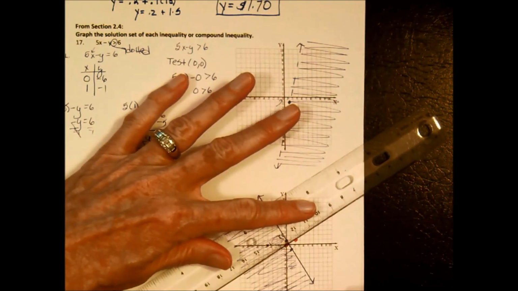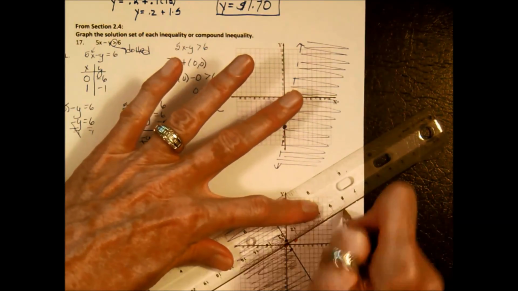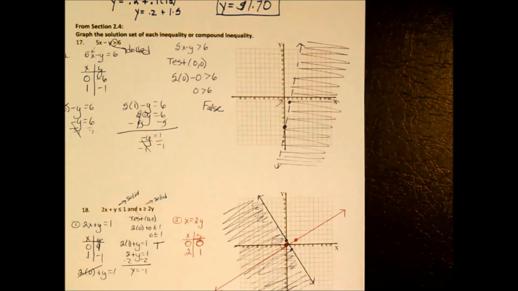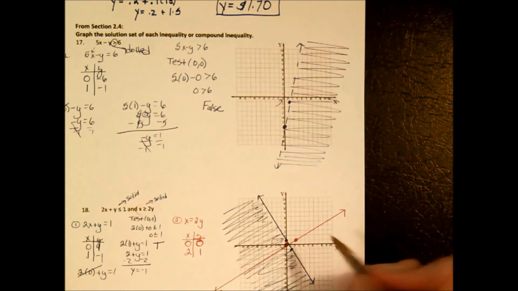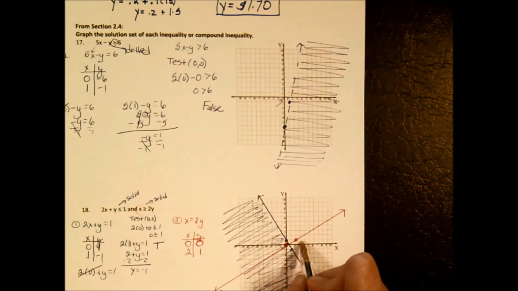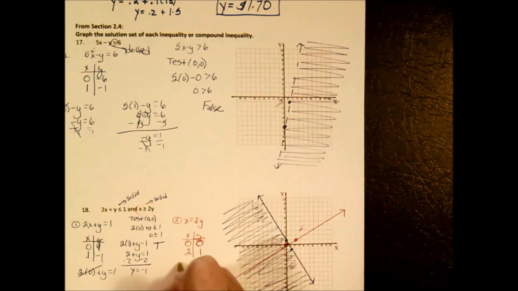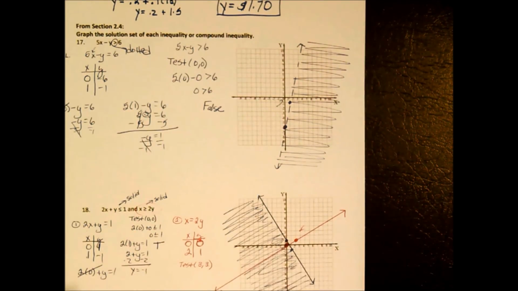So we're going to draw this solid line, and now is where this is a little bit different. I can't use the point 0, 0 to test because my line goes through that point. So I'm going to pick some other point, and it doesn't matter what point you pick. I'm going to pick the point 3, 3, right there. Just pick a point somewhere off the line. It doesn't matter what it is. I'll test 3, 3 and see if it's in the right region.